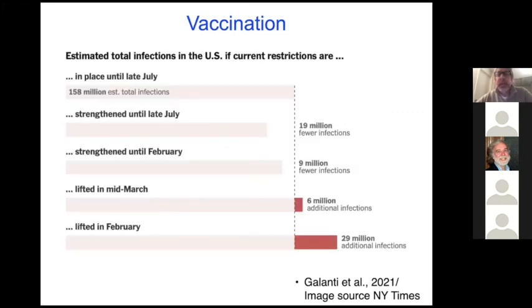There are also a number of other scenarios that we ran, and again, this is the New York Times showing it. You can see the 29 million additional infections if we lifted our NPIs at the beginning of February. If we lifted them in mid-March, we're still going to see additional infections. If we strengthen our NPIs earlier, we're going to do better. If we strengthen them for longer, we're going to do even better. And it's going to, very logically, allow us to get the vaccine in people's arms before they are infected.